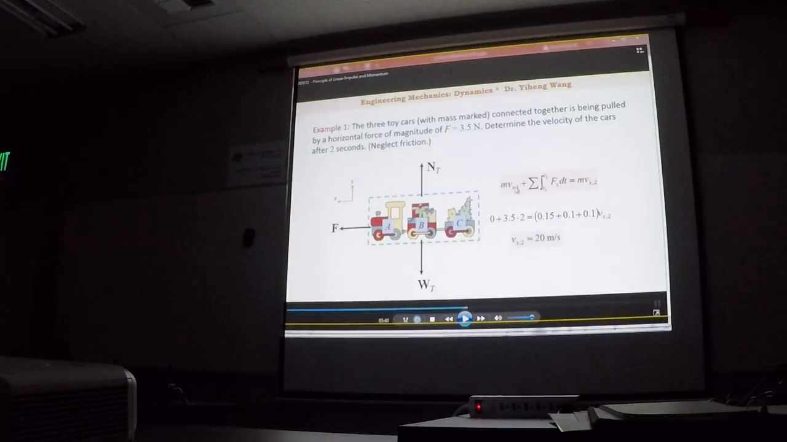Take a look at that. You had 0 initial momentum, and then you had a change in impulse. You added a certain amount of force over a certain amount of time, right? That's 3.5 newtons of force for 2 seconds. And that's going to equal your final momentum. Your final momentum is the total mass, just add up all the masses, times the final velocity. We don't know the final velocity, but I can take that mass, which is 0.35, divide both sides by 0.35, and suddenly I have solved for my velocity. Look at how quick that was to solve for.